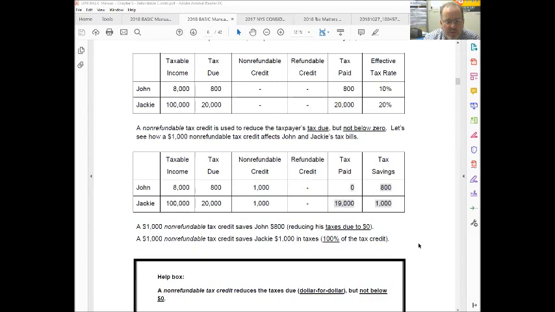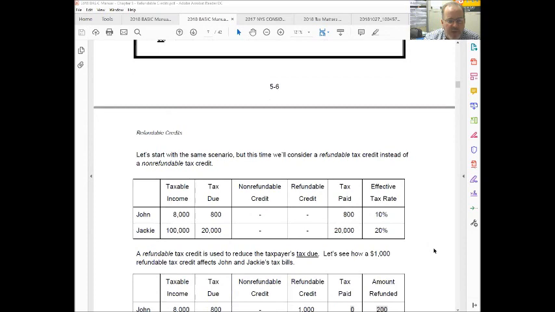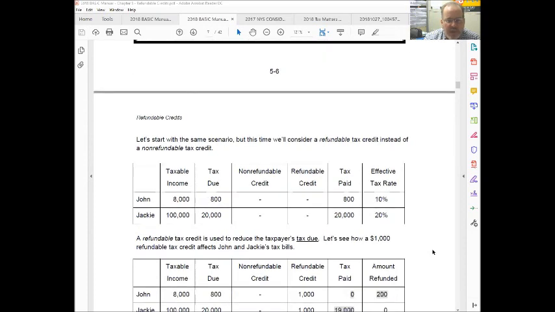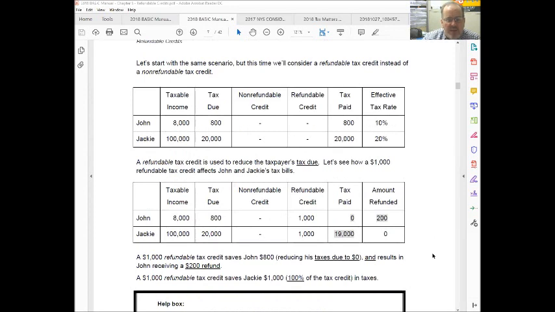Now we're going to go a little farther. Got our same example, John making $8,000, Jackie $100 with their tax at 10 and 20%. Now we look at it, we have a refundable credit. So in this case, John had that $1,000 refundable. It wiped out his tax and left him $200 that he's going to get in his refund.